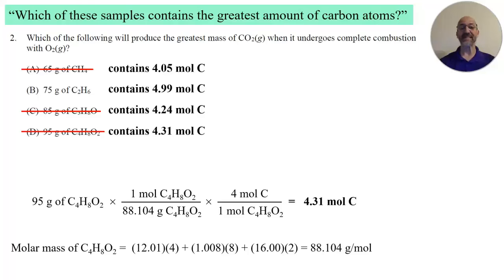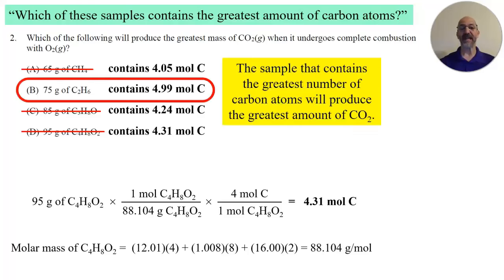So you'll notice that I didn't need to convert all the way from grams of each substance into grams of CO2. Once I determined the substance that contains the greatest number of carbon atoms, then that substance will contain the greatest amount of CO2. Hopefully that strategy made sense to you. I was trying to be very efficient with how I solved that problem. So the correct answer to question 2 is choice B.